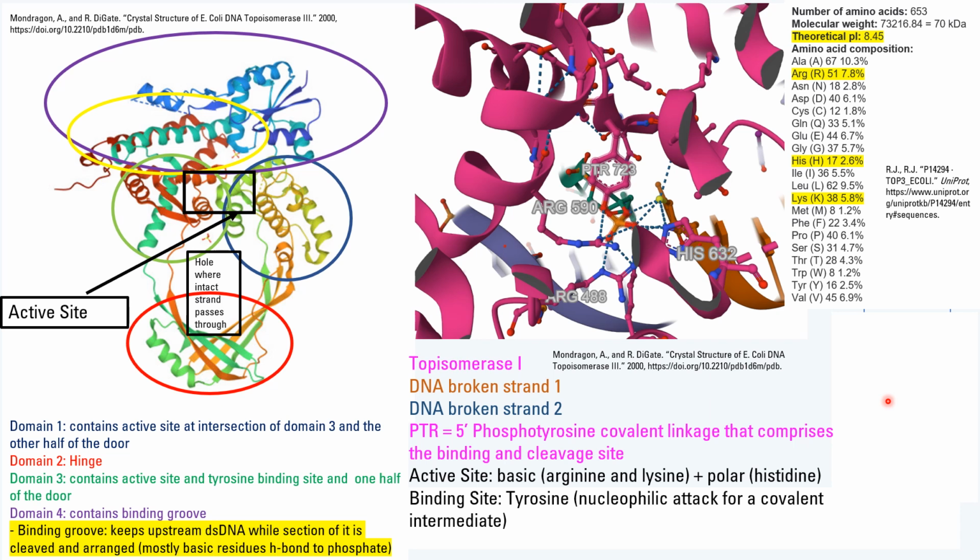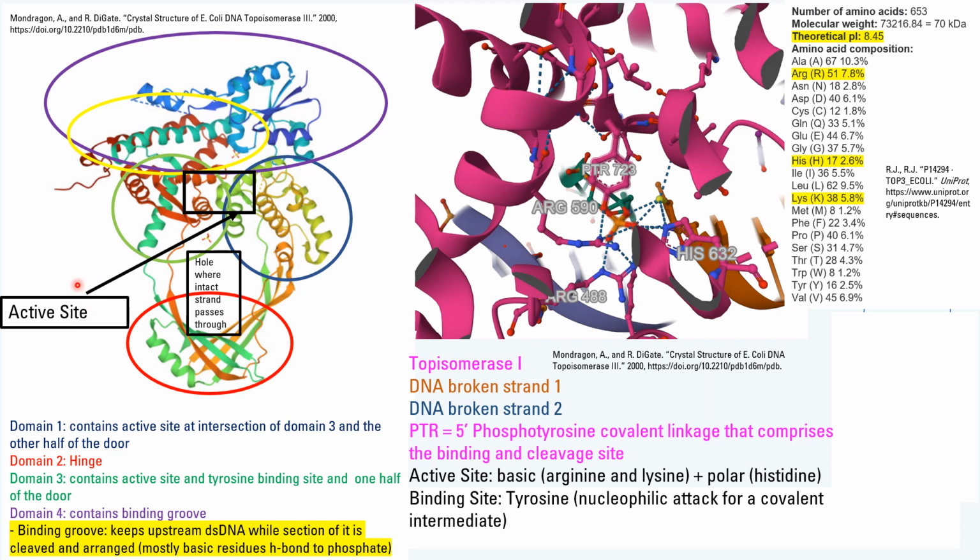Topoisomerase 1 is characterized by only cleaving one strand, while topoisomerase 2 cleaves two. Type 1A denotes topoisomerase 1 having a molecular weight of around 70 kilodaltons and making a phosphotyrosine bond on the 5' end of DNA, while type 1B is lighter and produces a phosphotyrosine bond on the 3' end during intermediate formation.